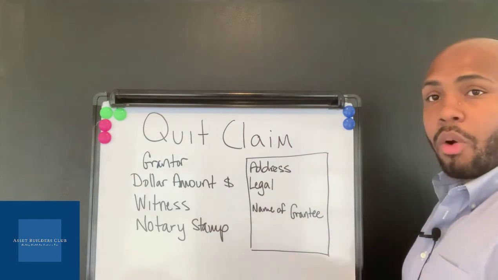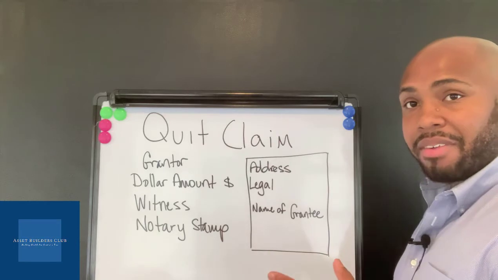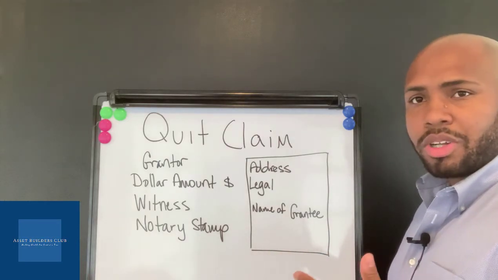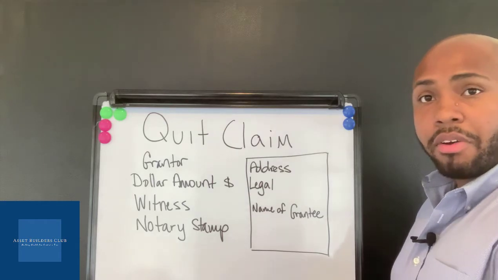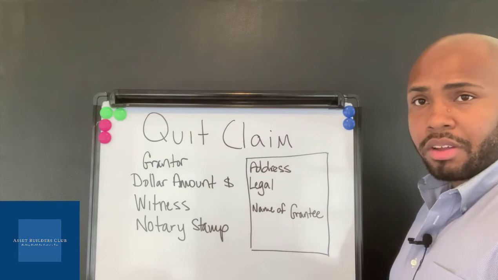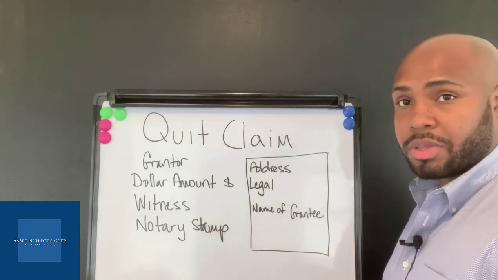Okay. Now, on the actual form, what you're going to find is you have to have the address, right? You got to have the address. So let's say it's 123 Main Street. It will have the full address, 123 Main Street, Phoenix, Arizona, and with the zip code. It then has to have the legal description.